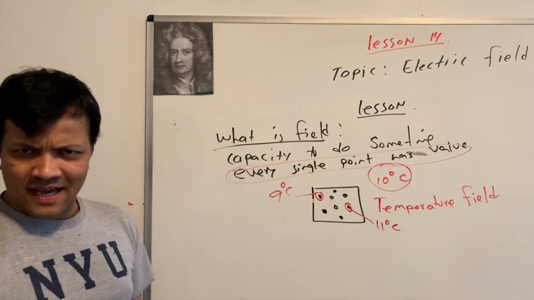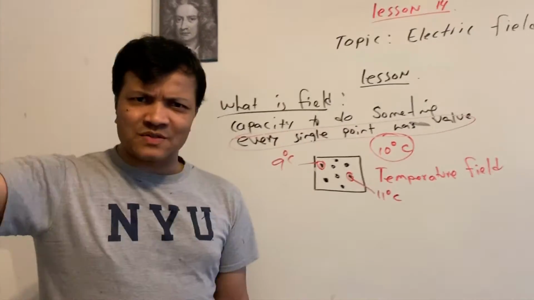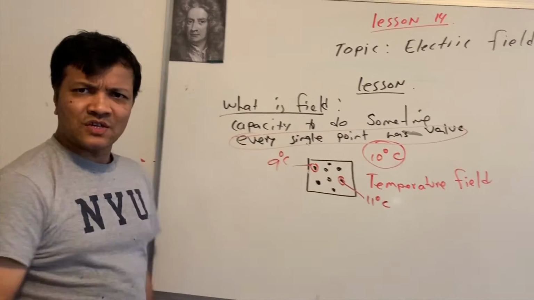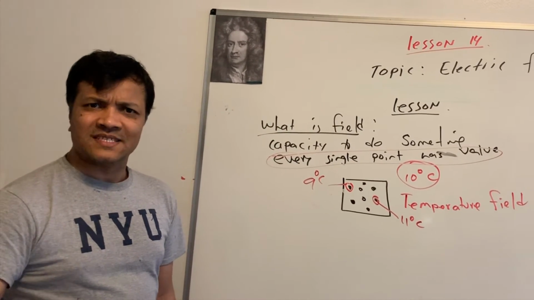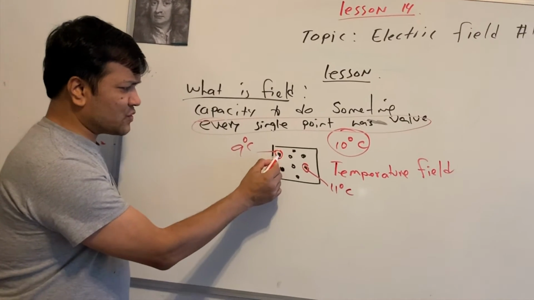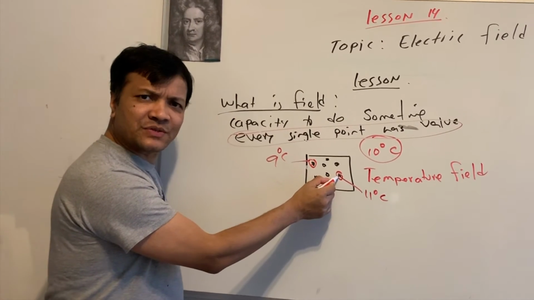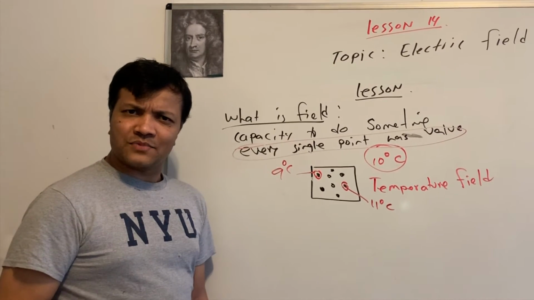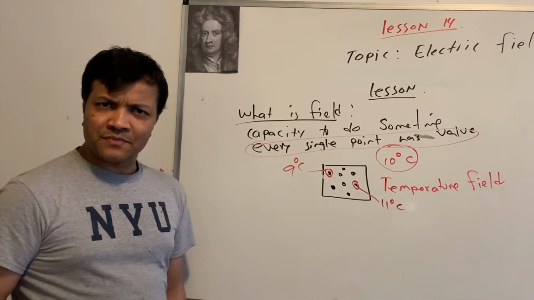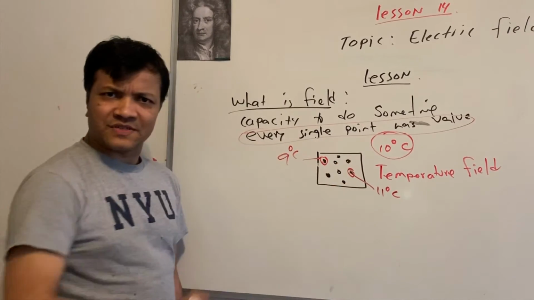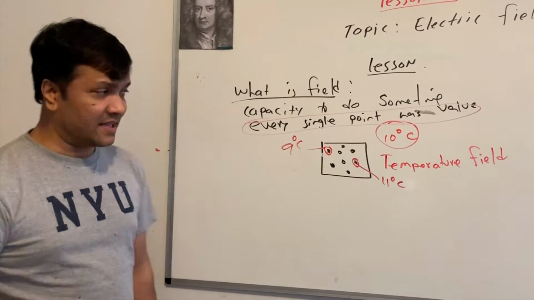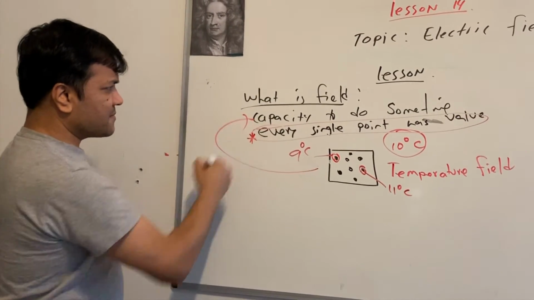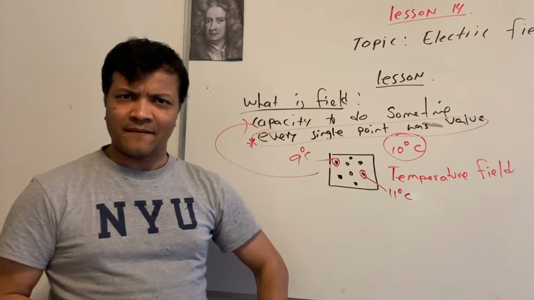How many points can you have in your study room? Millions, billions, trillions. I just put some of the points to help you understand. So a point close to the window, a point close to the radiator. If you use the thermometer to measure the temperature, you get a different temperature at each point. Now that's this: every single point has a value. Now, what is this? Capacity to do something.